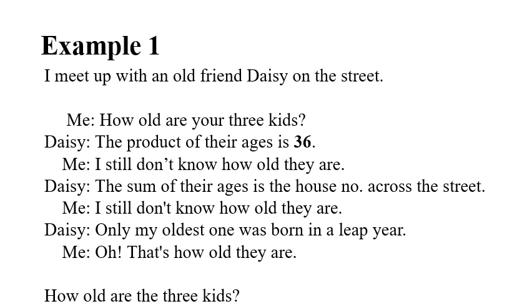Here is example 1. I meet up with an old friend, Daisy, on the street. How old are your three kids? The product of their ages is 36. I still don't know how old they are. The sum of their ages is the house number across the street. I still don't know how old they are. Only my eldest one was born in a leap year. Oh, that's how old they are. How old are the three kids? Pause the video now if you wish to give it a try.